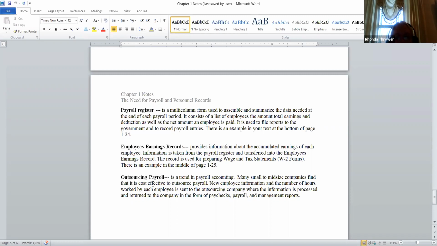Now, a lot of companies are starting to outsource payroll. This is a trend in payroll accounting. Many small to mid-sized companies find that it's cost effective to send their payroll to an outside payroll company that does nothing but payroll. New employee information and the number of hours worked by each employee can be sent to the outsourcing company, where the information would be processed and returned to the company in the form of paychecks, payroll, and management reports.